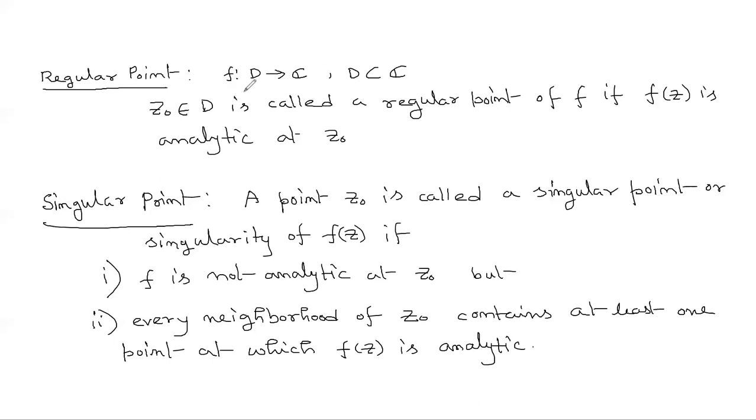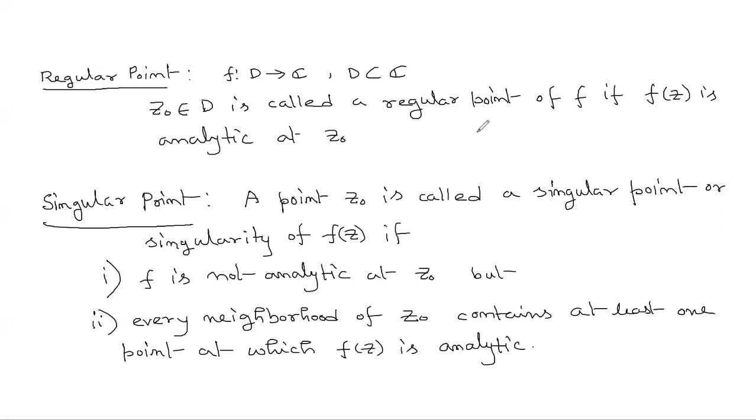Suppose we have a function f from D to C, that is, it is a complex valued function, and D is a subset of C, the domain of definition of the function f. So z0 is a point in D. This is called a regular point of f if f(z) is analytic at the point z0.